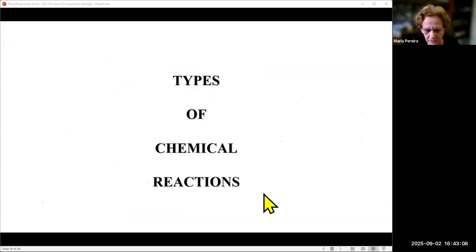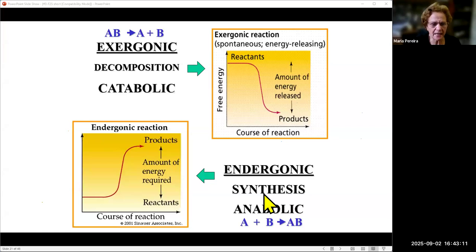So what are the types of chemical reactions? Today, the material that we are covering has nothing to do with the lab. But I need to review this material so that it's fresh when we cover more complex material. So, types of chemical reactions.